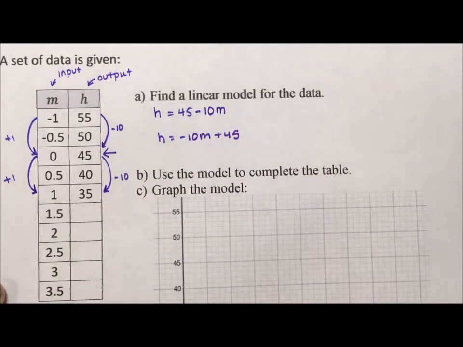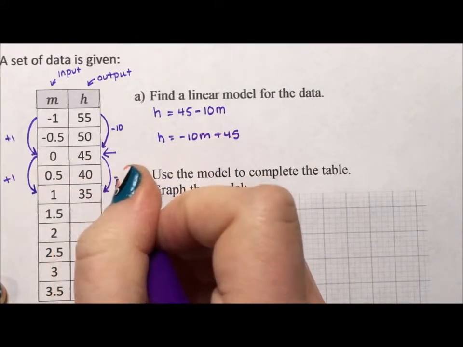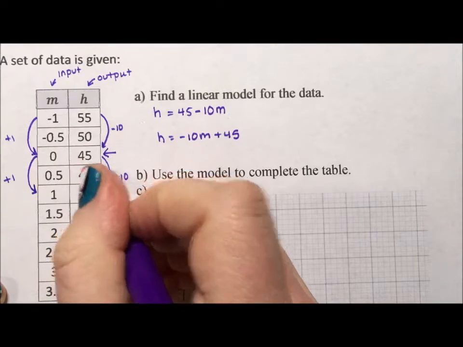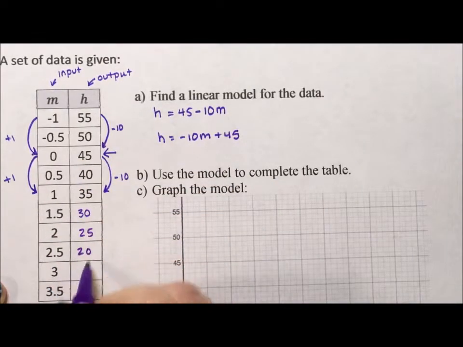All right, now it says use the model to complete the table. Well, if every one it's going down by 10, that means every half we're going down by 5. So I have a 30, a 25, 20, 15, and 10.